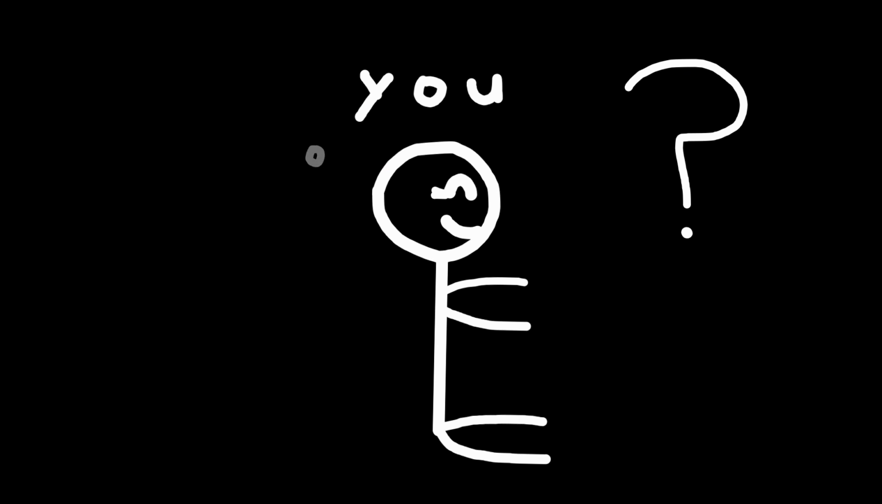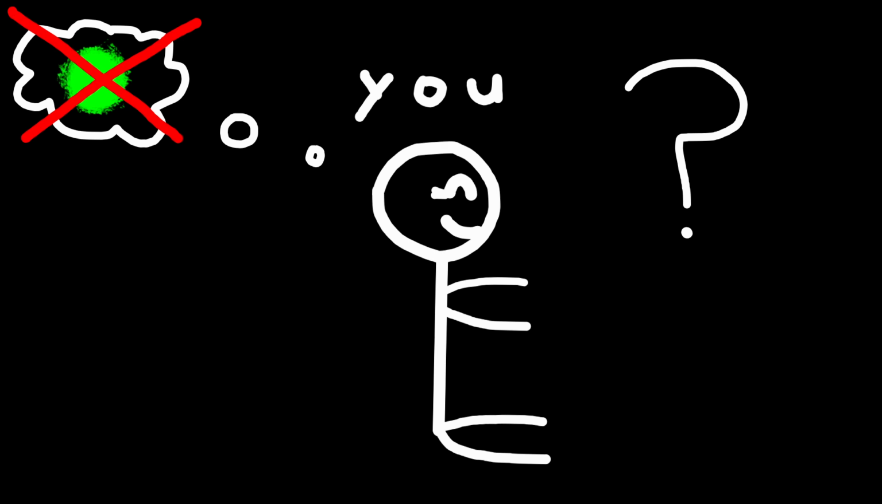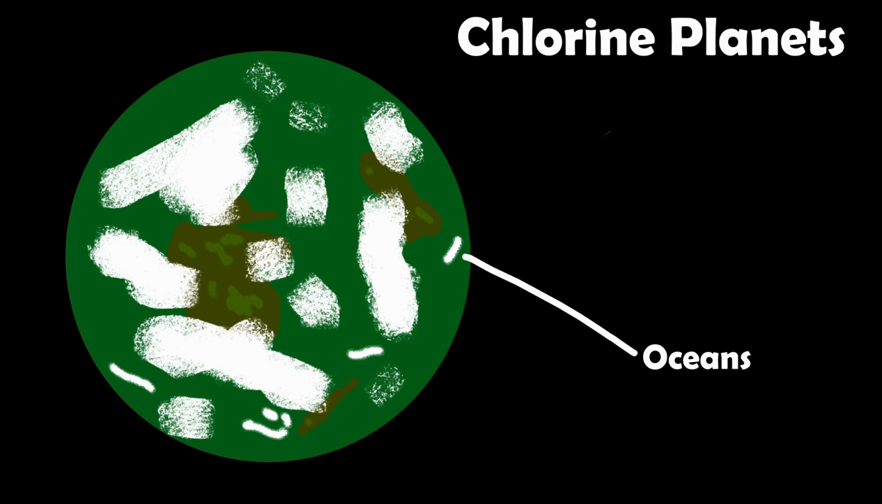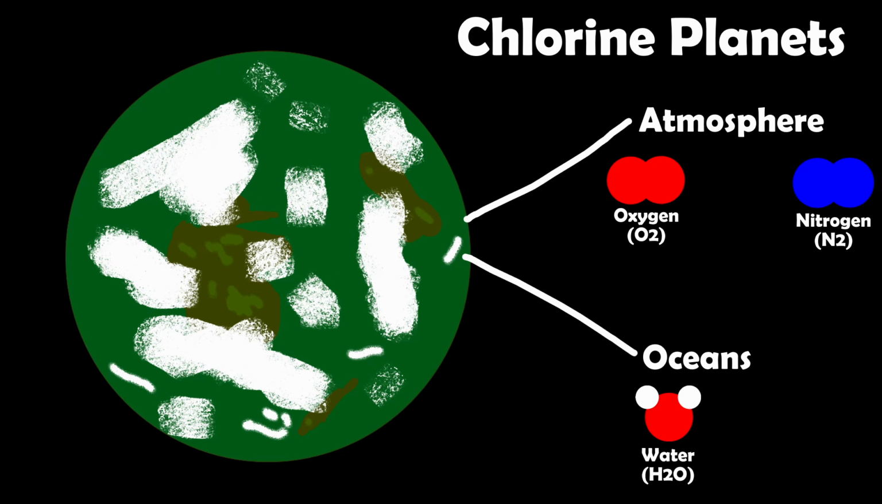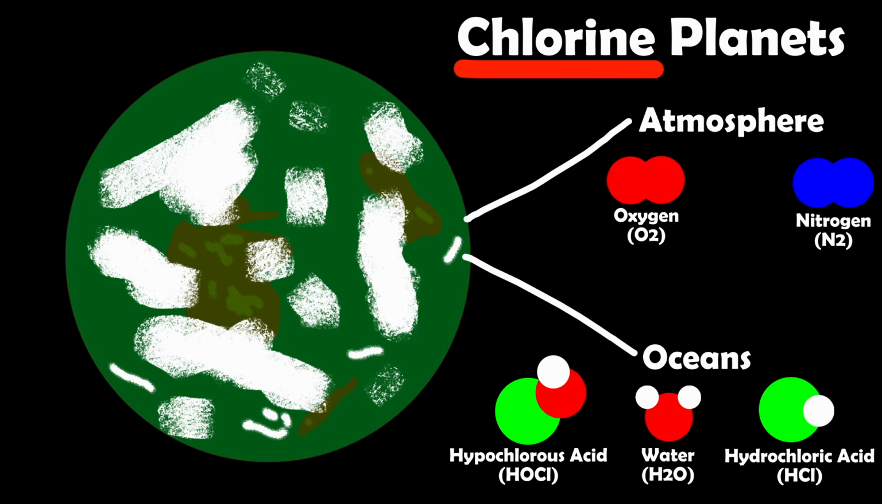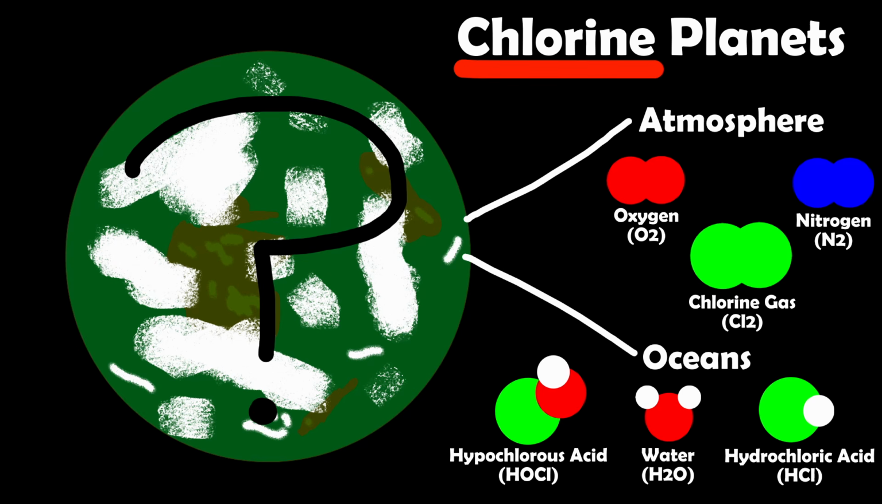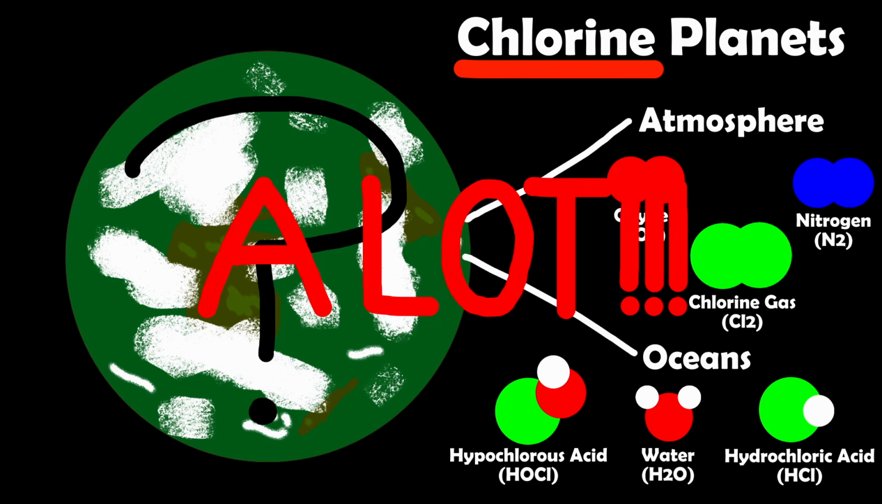First off, why are they even called chlorine planets? No, they're not literally made out of pure chlorine. In fact, they are very similar in composition to Earth. The oceans of chlorine planets are mostly water, and the atmospheres of chlorine planets are mostly oxygen and nitrogen. However, chlorine planets have one small distinguishing factor, which gives them their namesake. They have a small fraction of hypochlorous acid and hydrochloric acid in their oceans, as well as chlorine gas in their atmospheres. But how many effects could such a seemingly small detail have? As you will see, a lot.